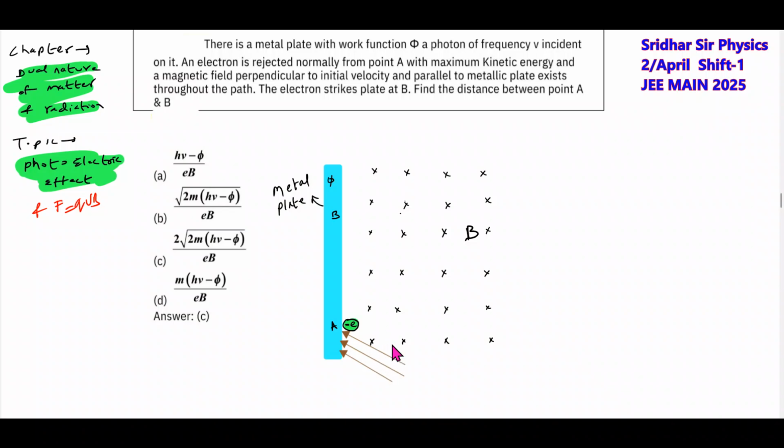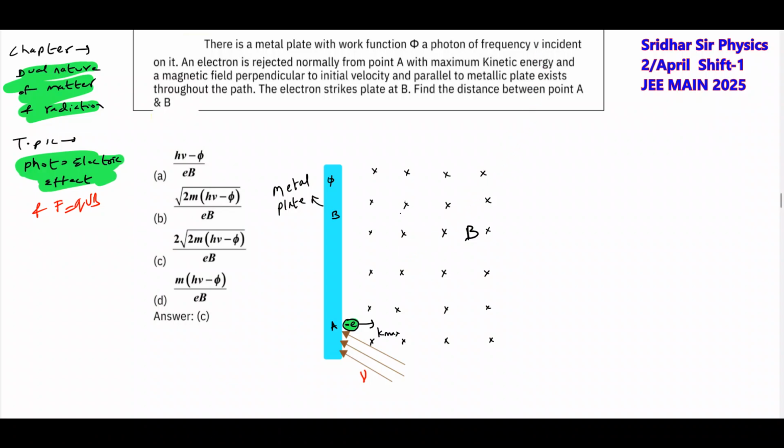So now there is a metal plate with work function phi, a blue colored one. The frequency of the incident light is nu. An electron is ejected normally from point A with maximum kinetic energy. Then a magnetic field perpendicular to the initial velocity and parallel to the metallic plate exists, uniform magnetic field throughout the path. The electron strikes the plate at B. Find the distance between points A and B.